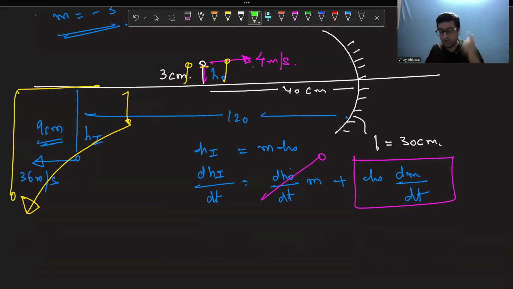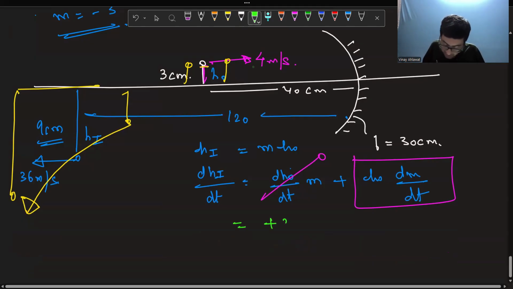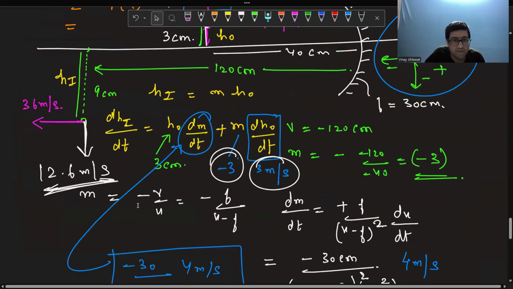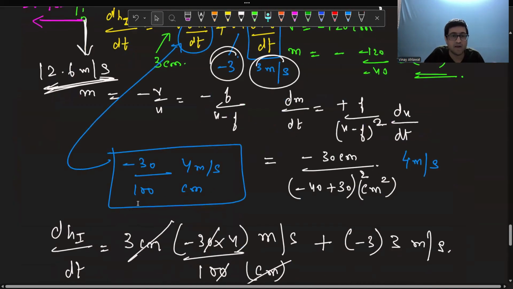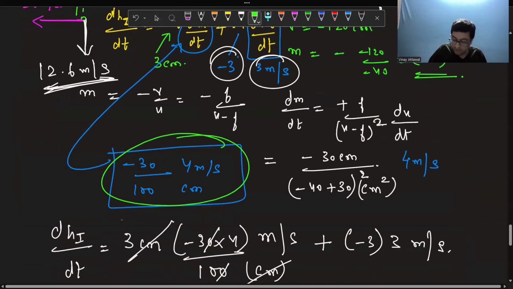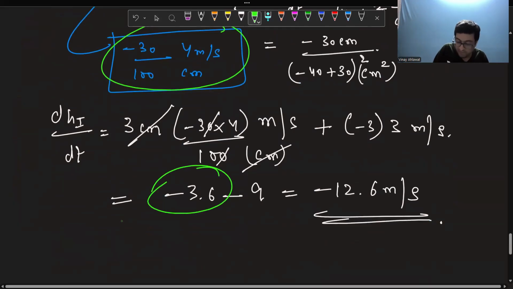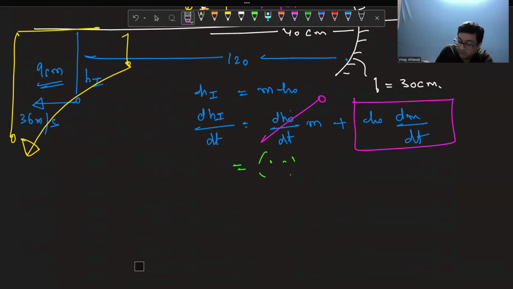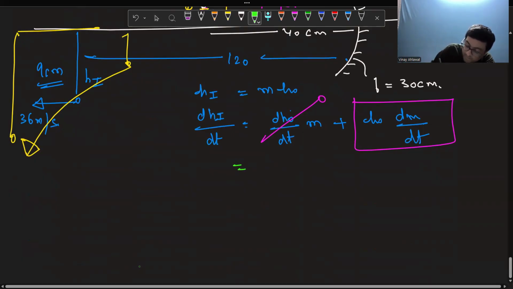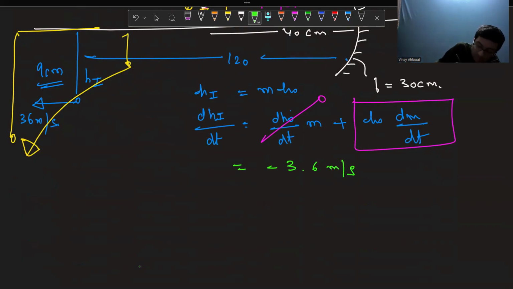But you do realize still there will be a y component of velocity, and ho is +3 centimeter into dm by dt. What was dm by dt? Where is dm by dt? This is the quantity. Got it? So this quantity is still going to survive, minus of 3.6 meters per second.